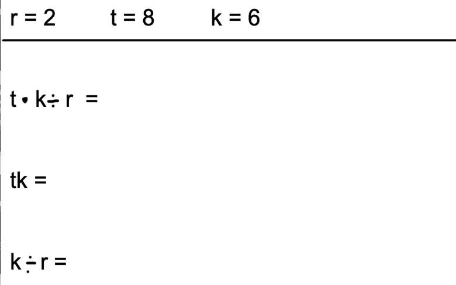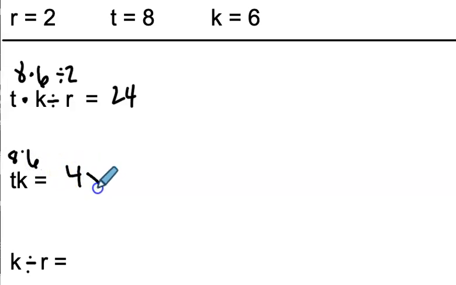Okay, another one, t times k. So that's 8 times 6, which is 48, divided by 2, which is 24. I think we just did that one. And then t times k, so we have 8 times 6, which is 48. And k divided by r, so we have 6 divided by 2, which is 3.